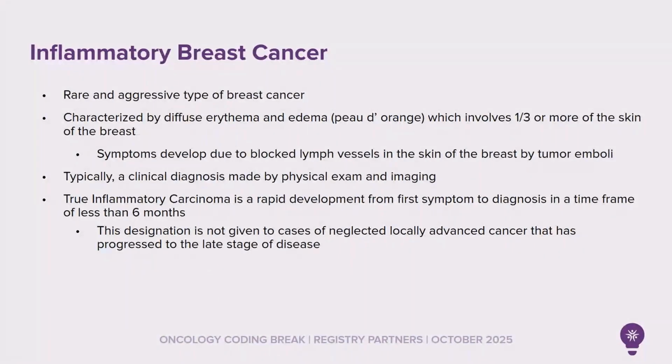Inflammatory breast cancer is a rare and aggressive type of breast cancer according to NCI. It's characterized by diffuse erythema and edema, often called peau d'orange, which involves one-third or more of the skin of the breast. Symptoms develop due to blocked lymph vessels within the skin of the breast by tumor emboli. Typically, a clinical diagnosis is made by physical exam and imaging. True inflammatory carcinoma is a rapid development from the first symptom to diagnosis in a time frame of less than 6 months. This designation is not given to cases of neglected locally advanced cancer that has progressed to the late stage of disease.